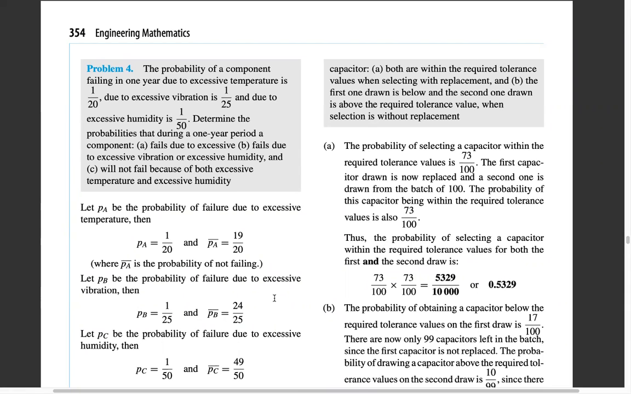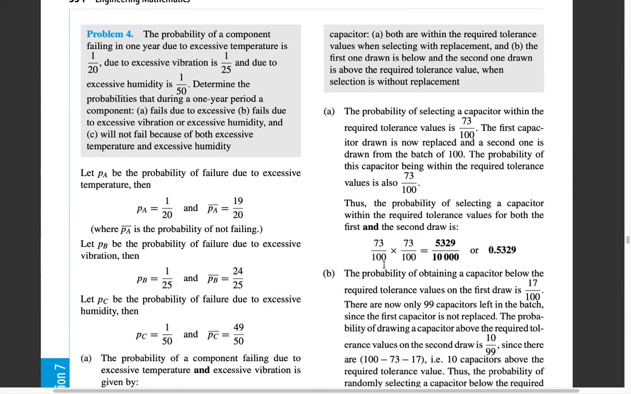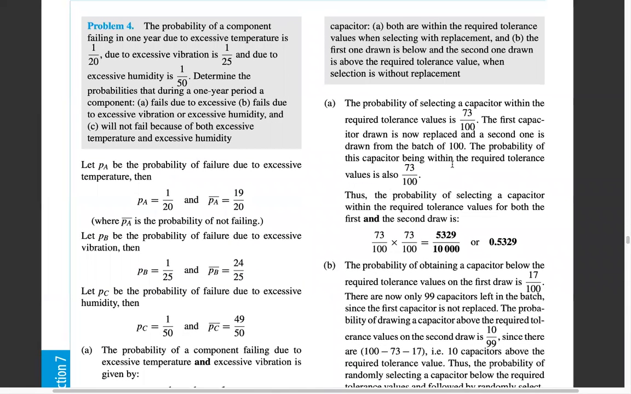Okay, so the probability of first selecting a good capacitor is 73/100. If you replace it, the second one is the same thing, 73/100. So we get these two things at the same time. That's 'and', so I multiply the probabilities here. The probability I get the first one is 73/100. Then the probability I get the second one is again 73/100. I multiply them, right? So these two events occurring at the same time.